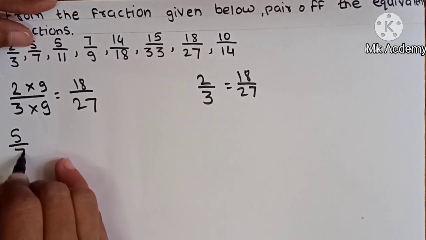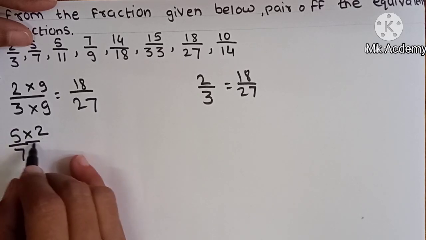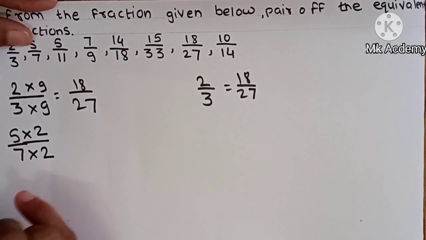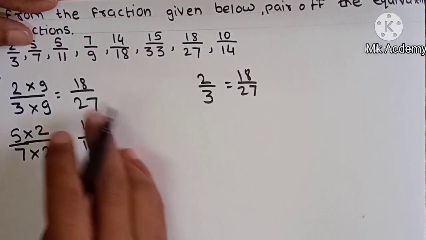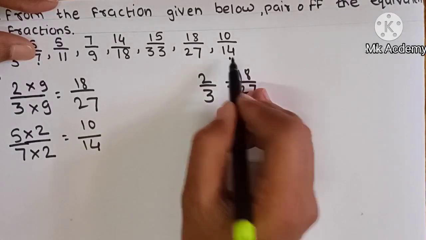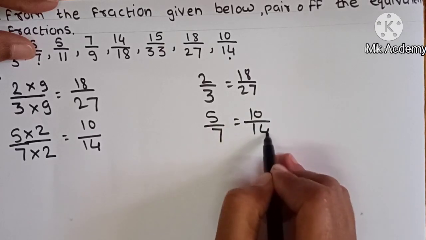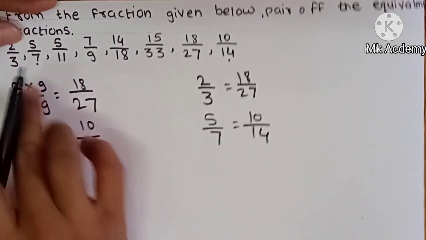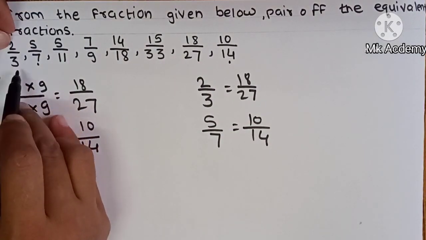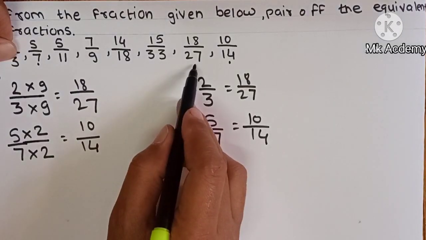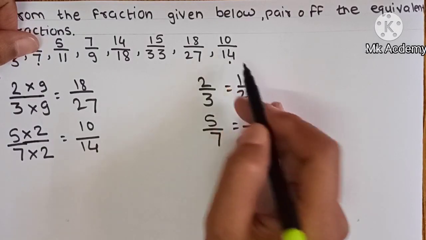Now find out the next pair. First, 5 upon 7. Now we multiply 2 at the numerator and at the denominator. Then we get 5 2s are 10 and 7 2s are 14. This means these two fractions are equal. See, 5 upon 7 is equal to 10 upon 14. First fraction is 2 upon 3 and its pair is 18 upon 27. Second fraction is 5 upon 7 and its equivalent fraction is 10 upon 14.